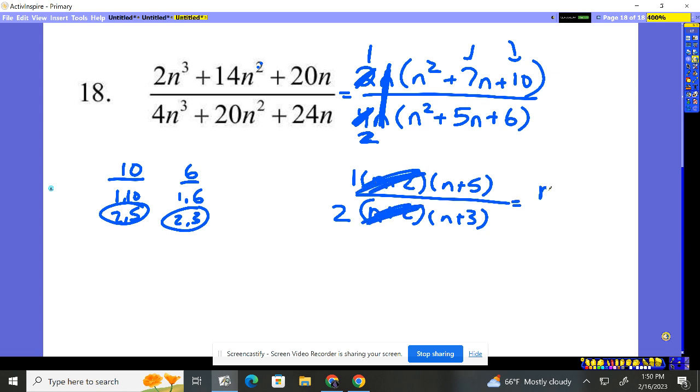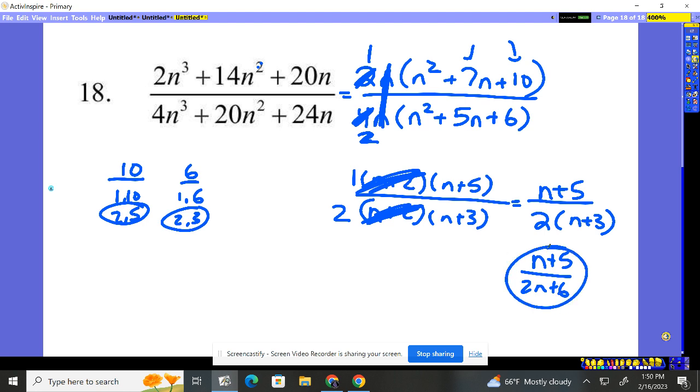That's it. So we end up with n plus 5 on the top times 1, which is just n plus 5. And in the bottom, I have 2 times n plus 3. And there's our final answer. You could, if you wanted, go ahead and distribute the 2 through and go 2n plus 6. Either one is fine. This actually looks a little cleaner to me, but it doesn't really matter for the problem.